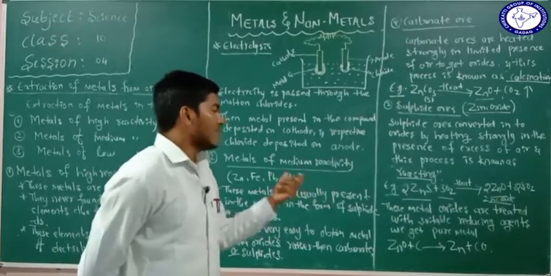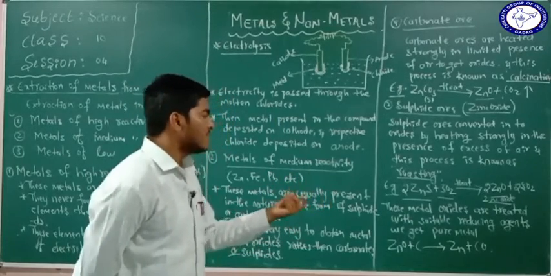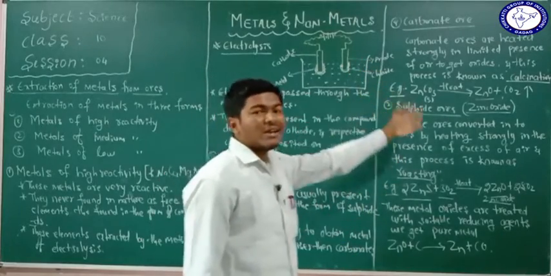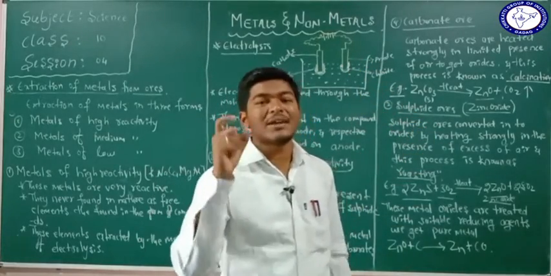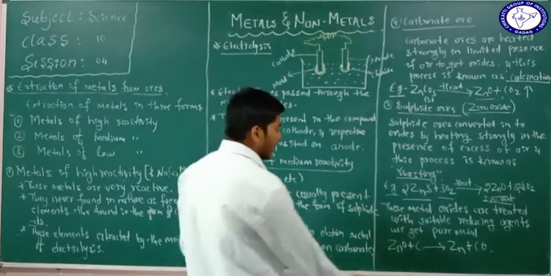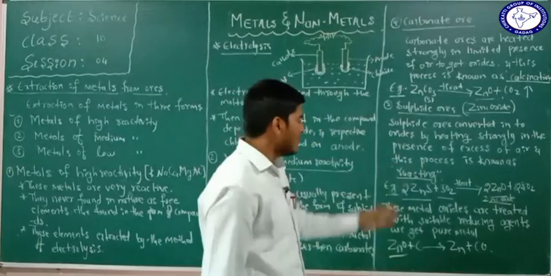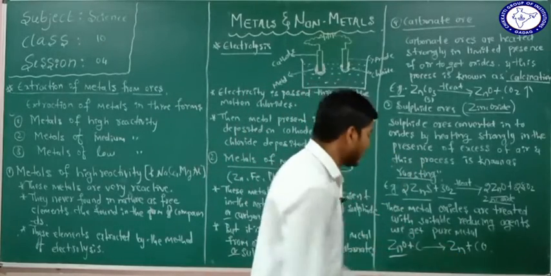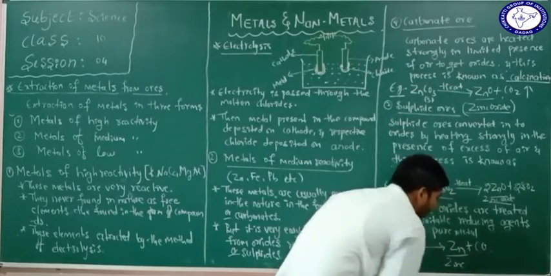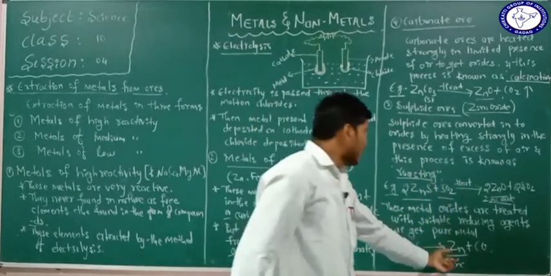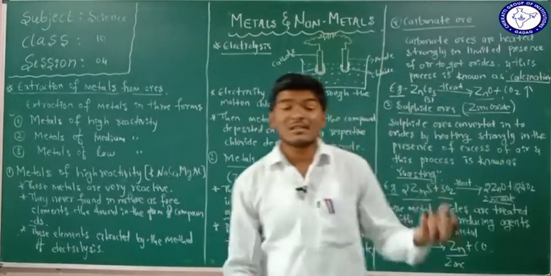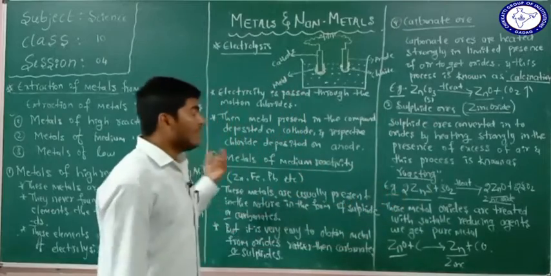These metal oxides are treated with suitable reducing agents and we get pure metal. So these metallic oxides are going to be treated with suitable reducing agents and we get the pure metal here. I am taking one example here. This zinc oxide will be treated with carbon and we get pure zinc metal, with the release of carbon monoxide. So this is the whole process of how we are going to extract the medium reactive metals.